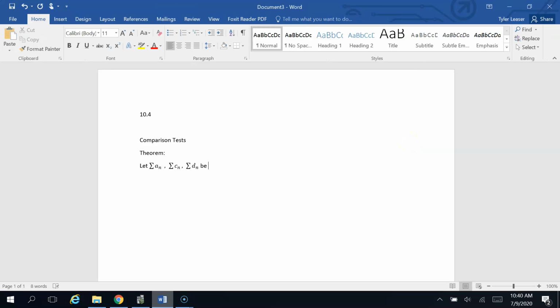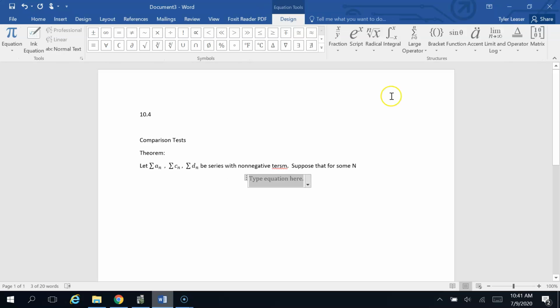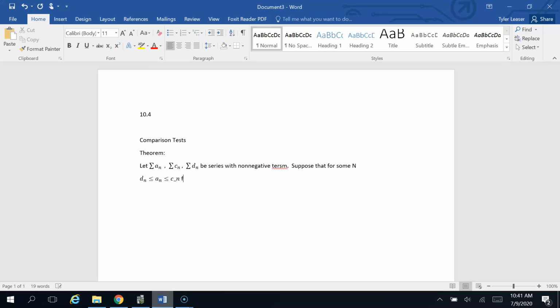B series with non-negative terms. Suppose that for some n, we have the following inequality, that the series, well, not the series, sorry, just the sequence values themselves, that always we have d sub n is less than or equal to a sub n is less than or equal to c sub n for all little n greater than this index value capital M.